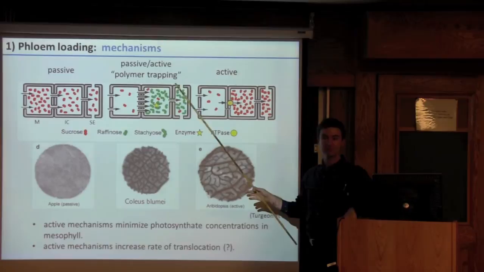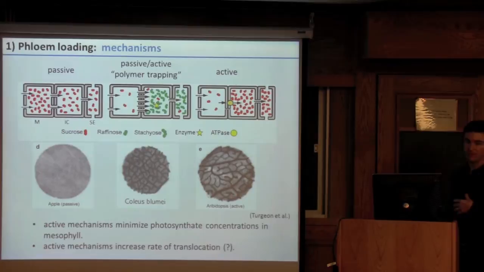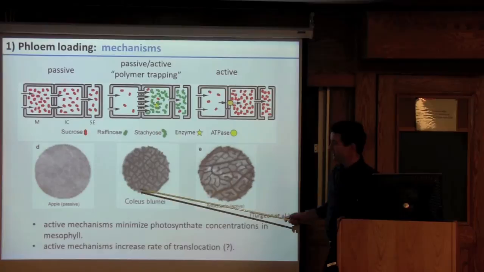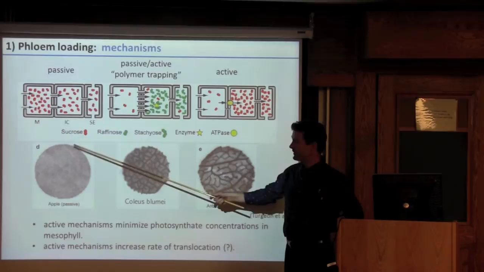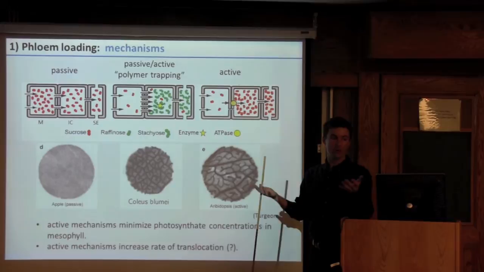And finally, one of the most familiar active processes, where you have an ATPase actually pumping, again directly using mechanical or chemical energy to invert this gradient and drive translocation. And so this is one of the signatures that Bob and others use of something other than passive: a passive species is obliged to bring sucrose concentration, or photosynthate more generally, high everywhere in the mesophyll in order to drive this concentration gradient, to drive passive diffusion.